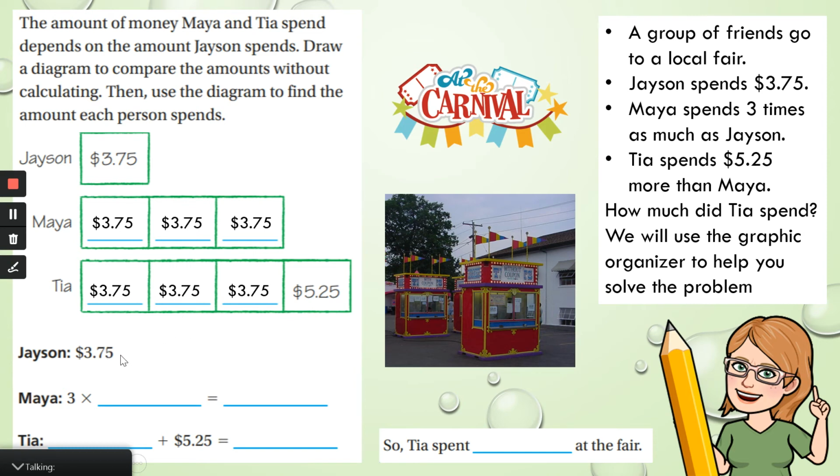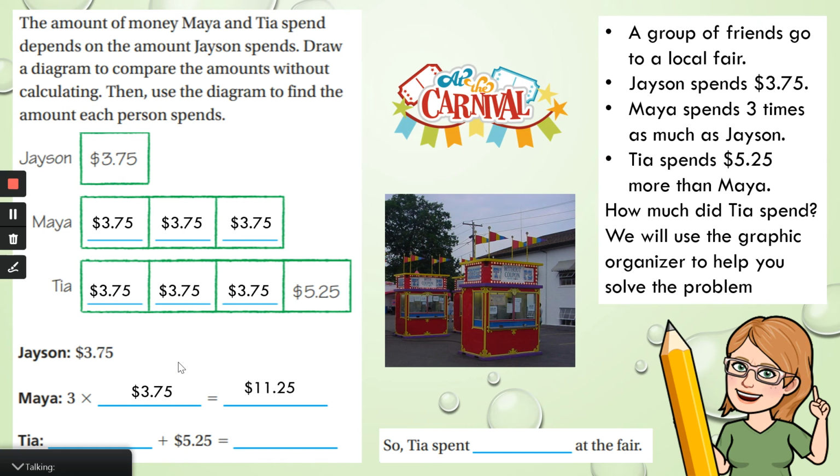So we know that Jason spent $3.75. Maya spent 3 times 375. So when you multiply that, you get, I'll give you a little bit to multiply it yourself. If I estimate it, 3 times 3 is 9, or I can do 3 times 4. So my answer should be in between $9 and $12.